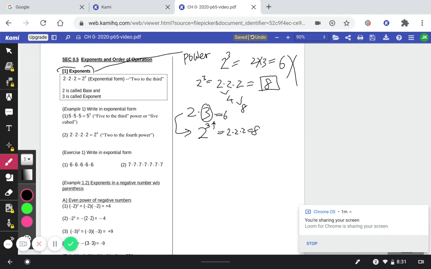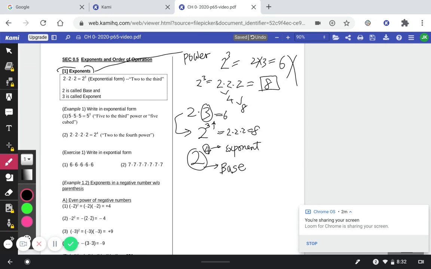Here, let's say you have 2 to the fourth power. The number 2, we call the base. The small 4, a little bit upward, we call the exponent. That's the technical term.